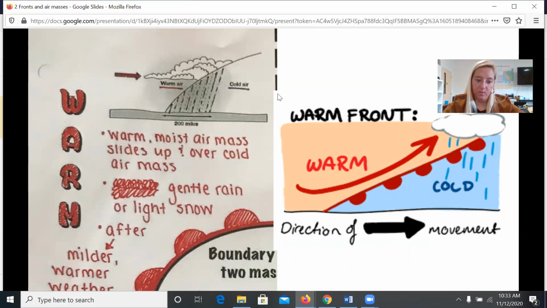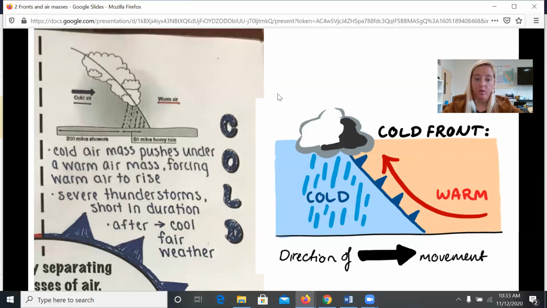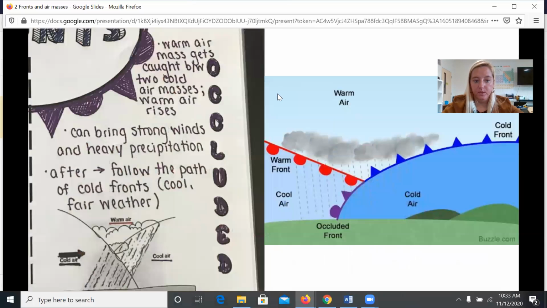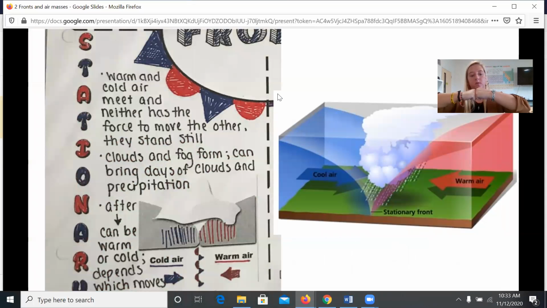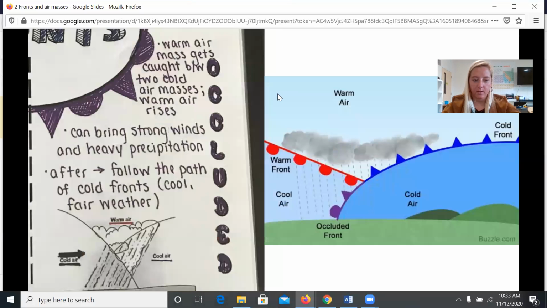Generally, when we name a front, we're talking about the air mass that's moving. With our warm front, the warm air is what was moving. With our cold front, the cold air is what was moving. With our stationary front, neither's moving because neither has the force to push the other out of the way. And generally we'll get fog and a little bit of precipitation with that.